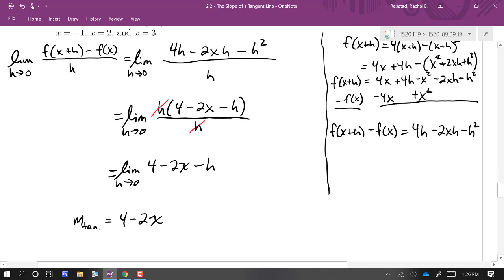So we had to do some algebra, but we worked out this one limit. Then the problem continues and asks us to find the slope of the line tangent when x is -1, when x is 2, and when x is 3. I don't have to do 3 limits for that. I've got this one limit here.